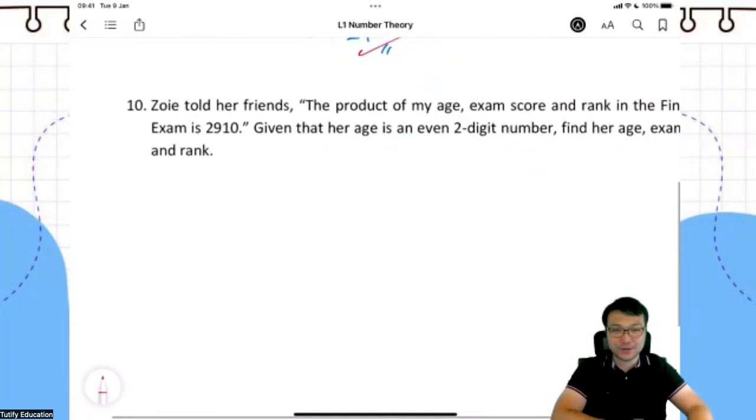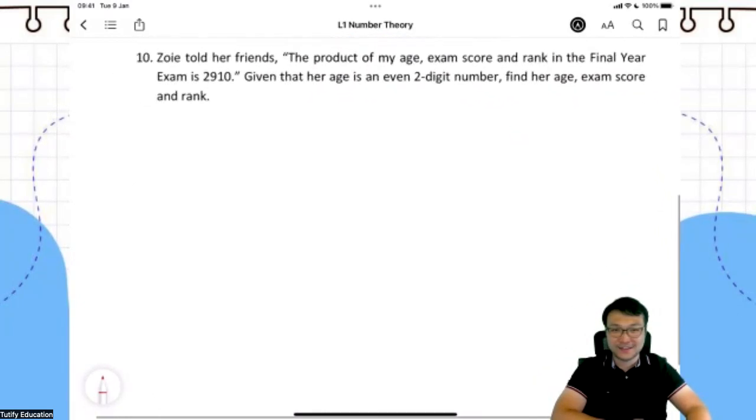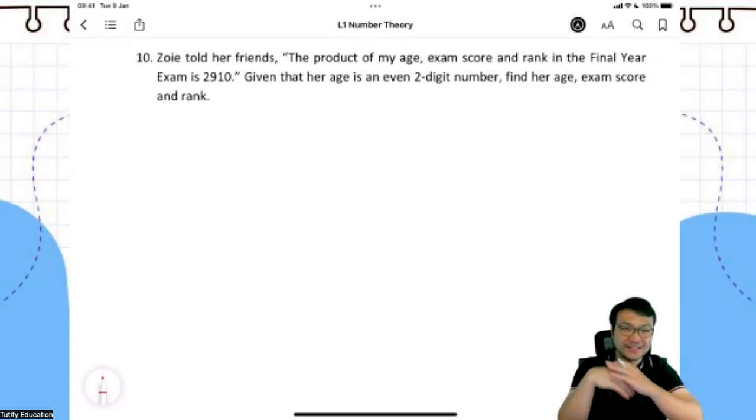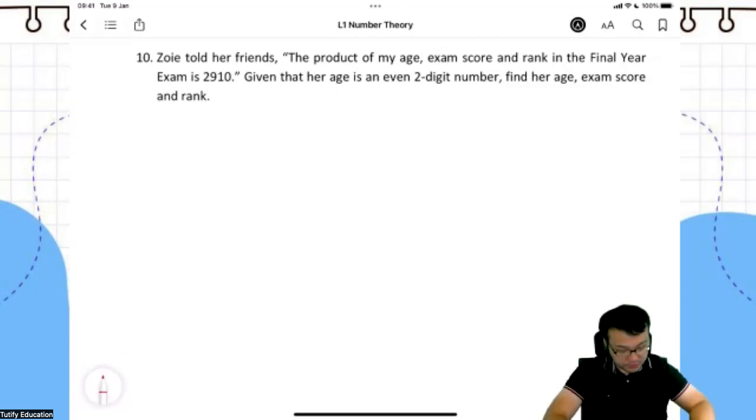Okay, now let's take a look at question 10. This question I think you should have seen before, right? How many of you have seen this before? I remember giving it to you before. Very good. So, Kate, do you think you know how to solve this? Maybe. Okay, so you take 2910 and make it into 2-digit numbers. You mean break it down? Yeah. Good, well done.